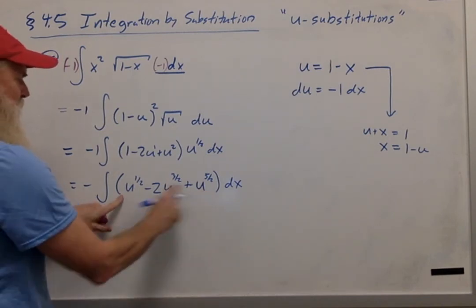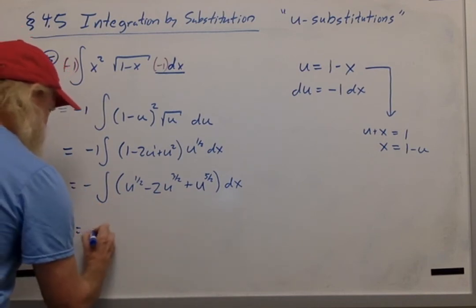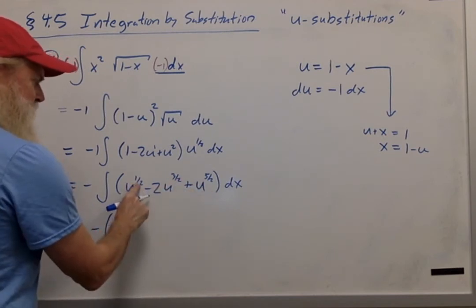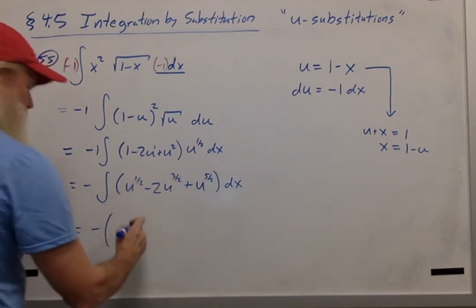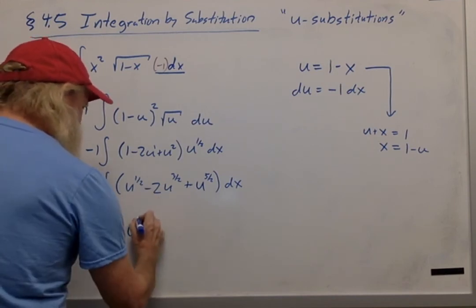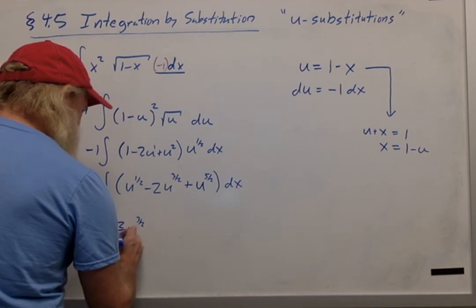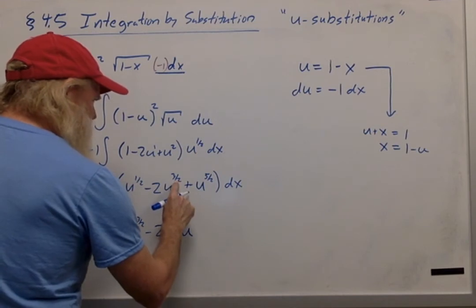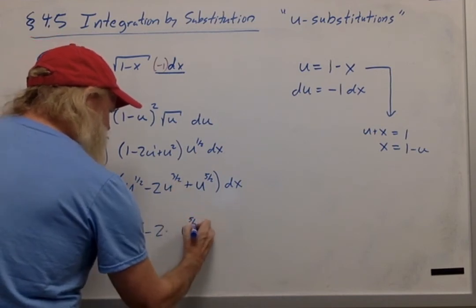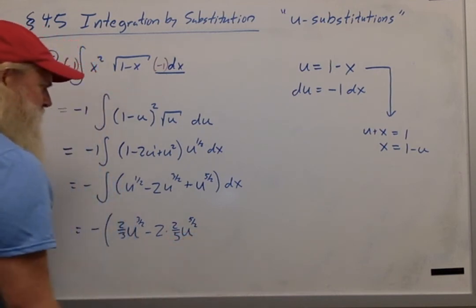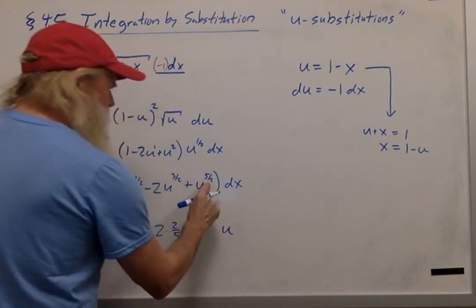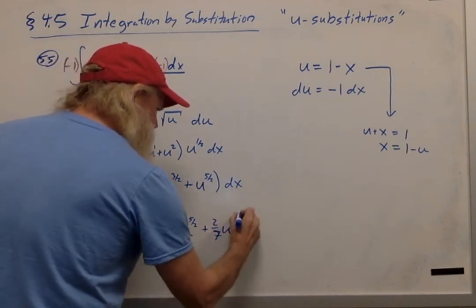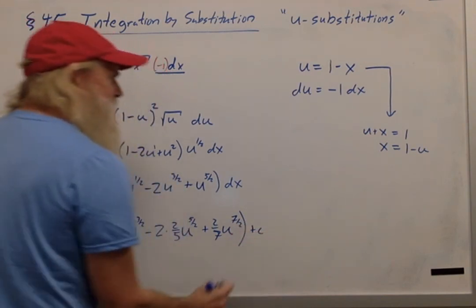So now I need to apply the power rule 3 different times. Once again, I'm bringing down this minus in the front. Term by term, I'm going to add 1 to the exponent and then multiply by the reciprocal of the new exponent. So 1/2 plus 1 is 3/2. The reciprocal of that is 2/3 minus 2 times, adding 1 to the exponent, 3/2 plus 1 is 5/2, and the reciprocal is 2/5, plus 5/2 plus 1 is 7/2, and the reciprocal of that is 2/7. And now I'll add my plus c.